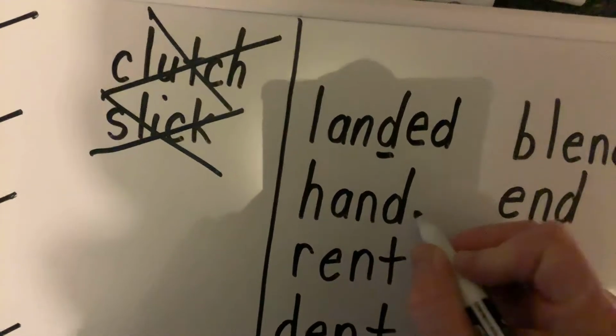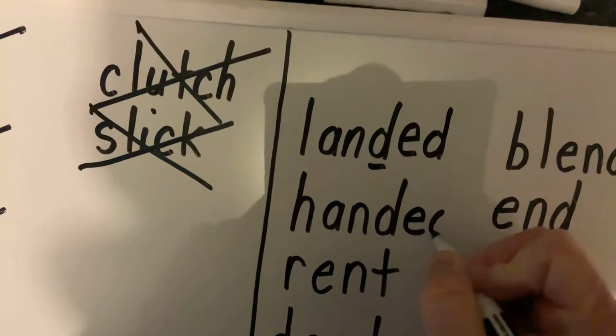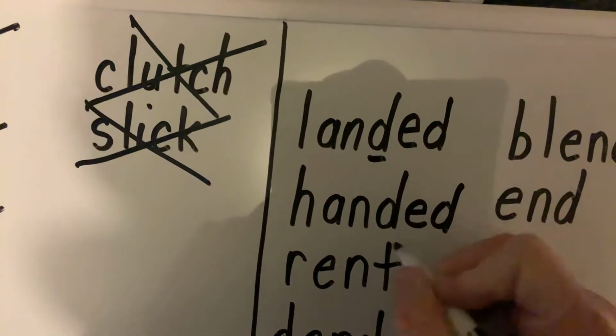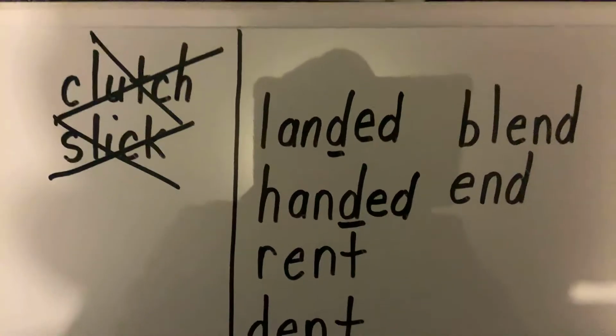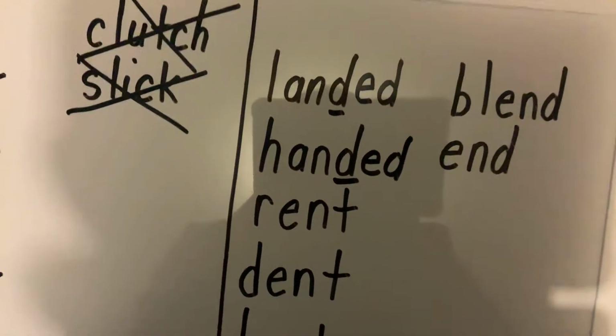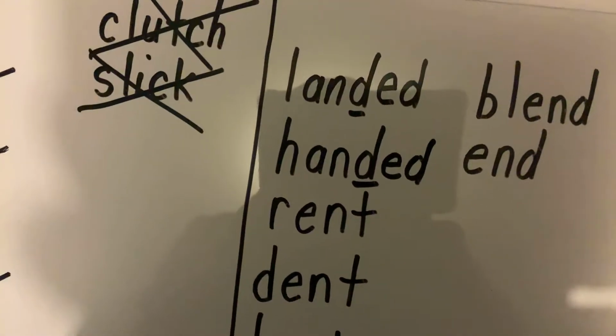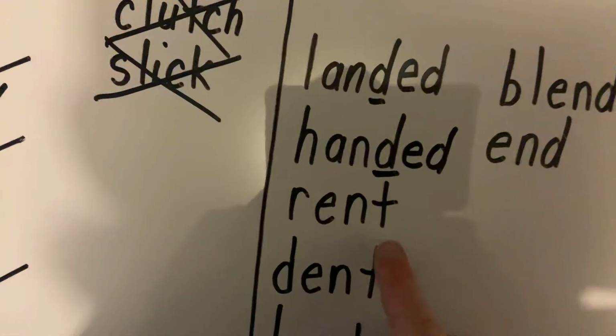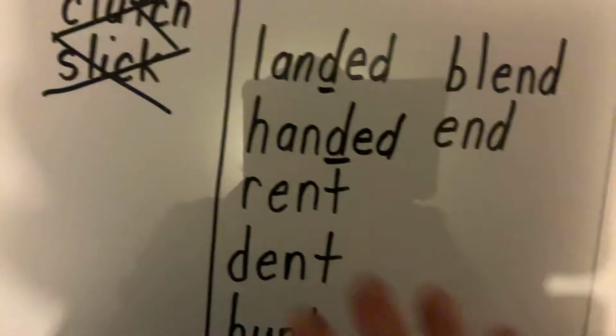Hand ed. So we know it says ed because our base word ended in D. Handed. He handed me the ball. That means he already did it, maybe yesterday. Here's our base word. Need to tap it out.